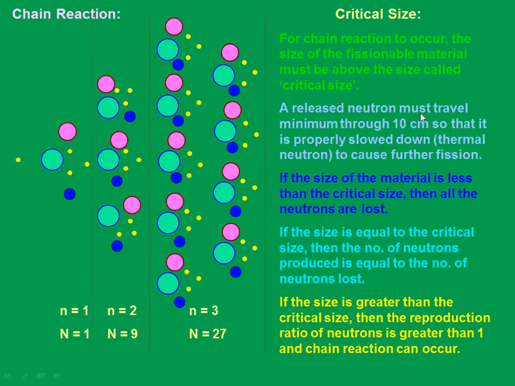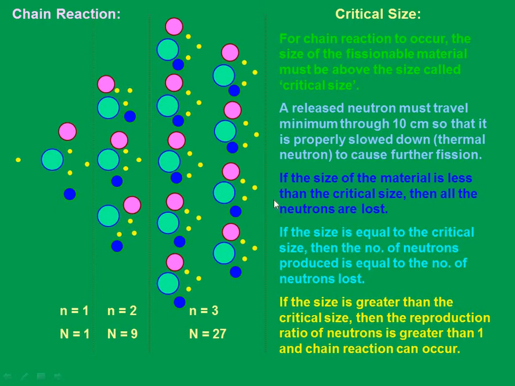Okay, so for a chain reaction to occur, the size of the fissionable material must be above the size called the critical size. A released neutron must travel a minimum of 10 centimeters so that it is properly slowed down, which is a thermal neutron, to cause further fission. If the size of the material is less than the critical size, then all the neutrons are lost, and we call them lost neutrons.